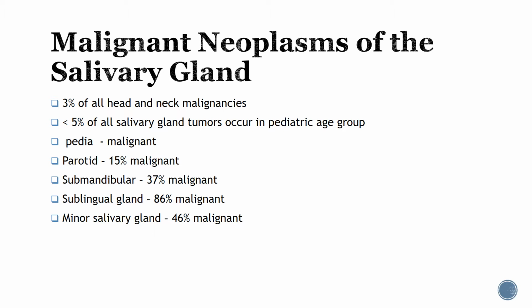Although salivary gland tumors in children were believed to be much more likely to be malignant than those in adults, 73% were in the parotid, and of those only 15% were malignant. Minor salivary gland tumors constituted only 14% of the total number of cases, but 46% were malignant. Submandibular gland tumors constituted 11% of the cases, and 37% were malignant. Sublingual gland neoplasms constitute only 0.3%, and 86% were malignant.